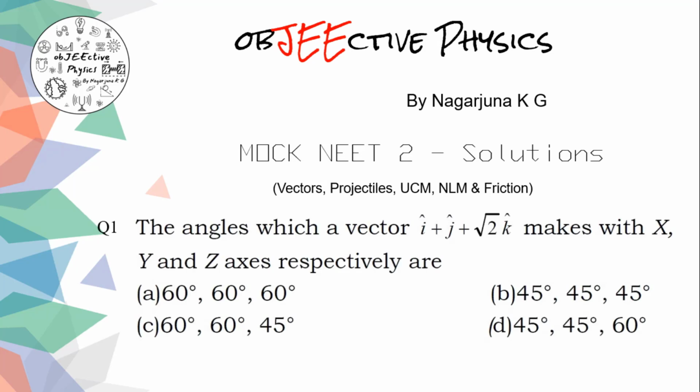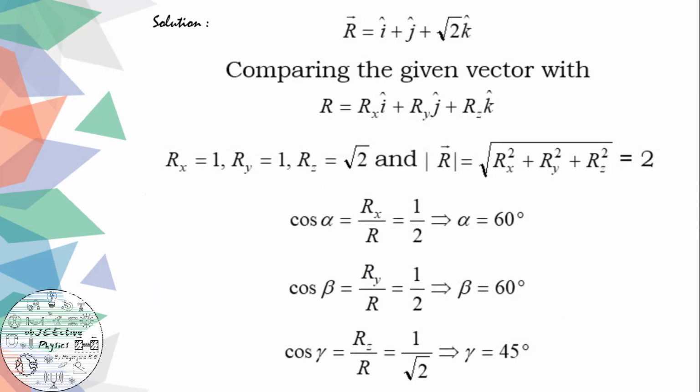Question number 1. The angles which the vector i cap plus j cap plus root 2 k cap makes with the X, Y and Z axes respectively are. Solution. If r bar is equal to i cap plus j cap plus root 2 k cap, the given vector, comparing it with the general formula r bar is equal to rx i cap plus ry j cap plus rz k cap, where rx is equal to 1, ry is equal to 1, rz is equal to root 2, and modulus of R is equal to square root of rx square plus ry square plus rz square, that is equal to 2.